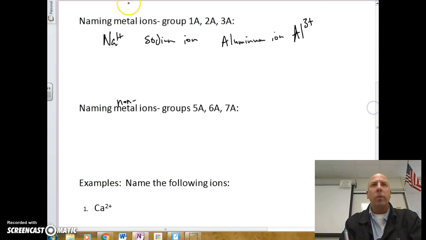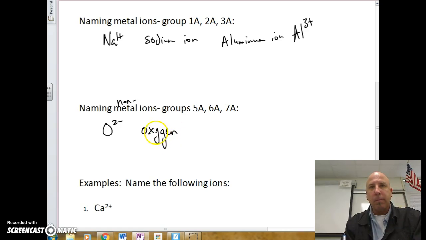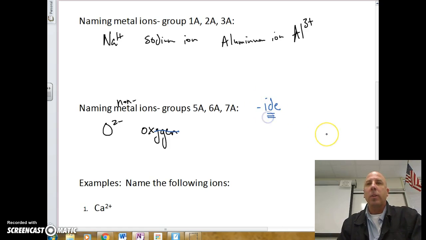So what we're going to do with our nonmetal ions is, let's take O2- right now. Now this is oxygen. And what happens when we name nonmetals is we are going to drop the ending of the word. So we drop the ending of the word, and we're going to add the suffix IDE. That tells us that we have a nonmetal ion. So oxygen becomes oxide. Oxide tells us we have O2-.